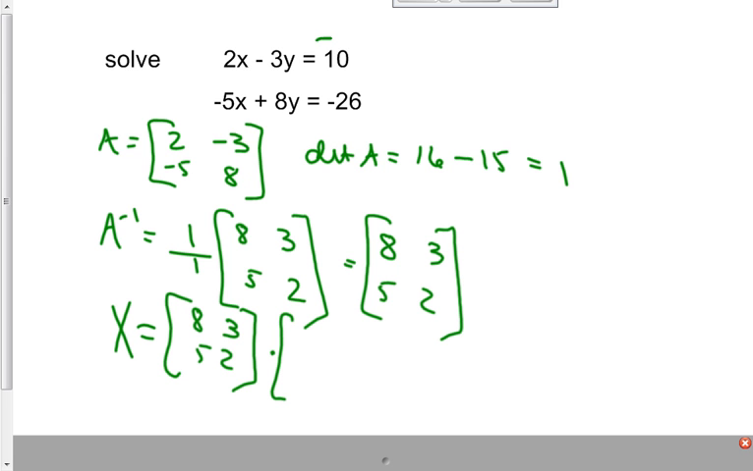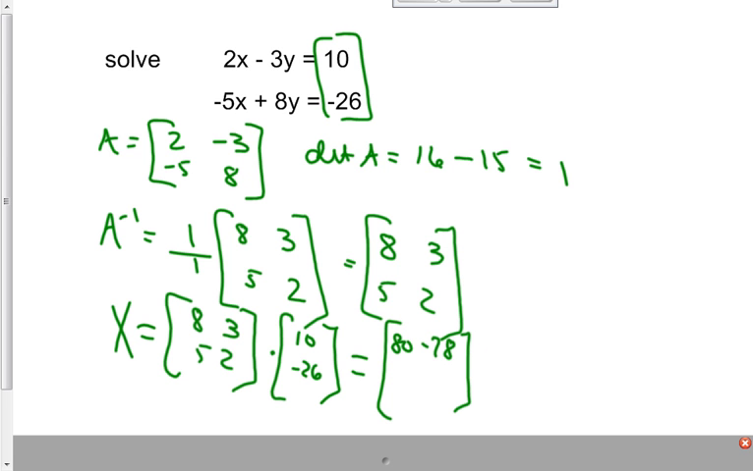Our b matrix is these numbers right here, 10, negative 26. 8 times 10, 80. Slide over, slide down. 3 times negative 26, negative 78. 2, that'll be my x. 5 times 10, 50. Slide over, slide down. 2 times negative 26, negative 52. 50 subtract 52, negative 2. My solution should be 2, negative 2.